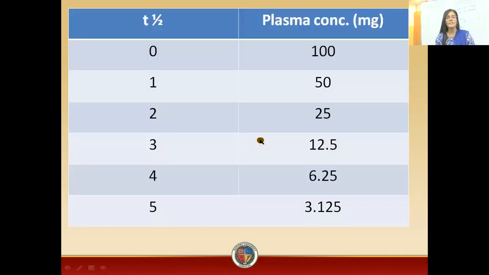So similarly, you can understand it by using the fractions, like you have a drug of 100 milligram. So at time 0, the amount of drug in the plasma was 100 milligram. Now, after the first half-life, the drug is reduced to 50 milligram. After the second half-life, it has been reduced to 25 milligrams. After the third half-life, it has been reduced to 12.5 milligram. After the fourth half-life, it has been reduced to 6.25 milligram. After the fifth half-life, it has been reduced to 3.125 milligram.